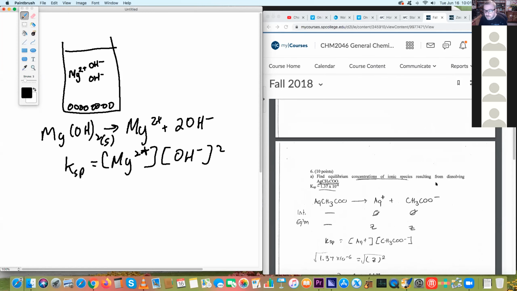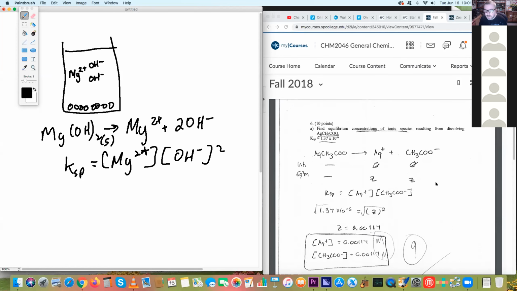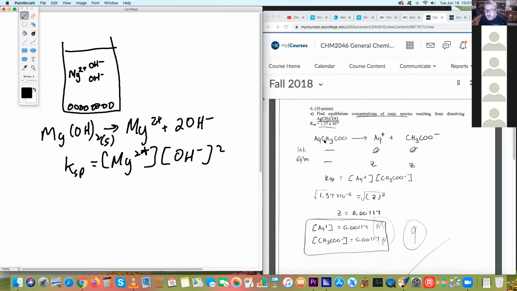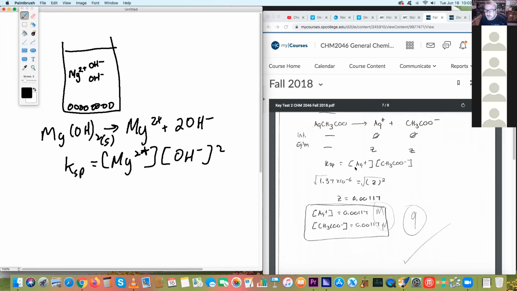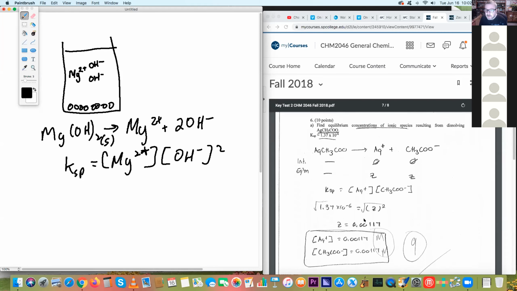So on this fall 2018 test, you can see that that's what we've done. When we initially put this into the solution, there should be a solid here, by the way. There's certainly no concentration of the solid, but there's also no concentration of the ions either. But after a while, we let it sit, and some of these will end up dissociating, and we end up getting equal numbers of Ag plus and acetate ions in this instance. So the KSP value here can be calculated because we can solve for this Z value, and then we can plug that back into the equation.